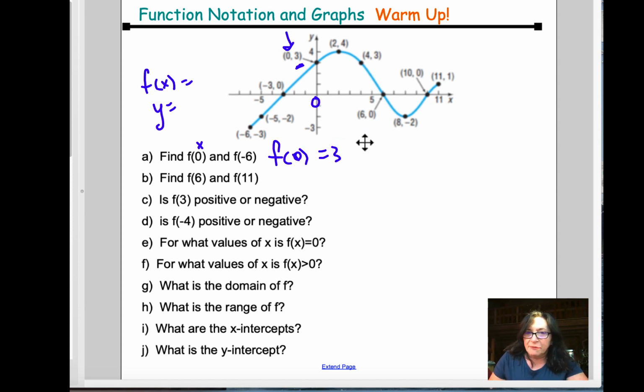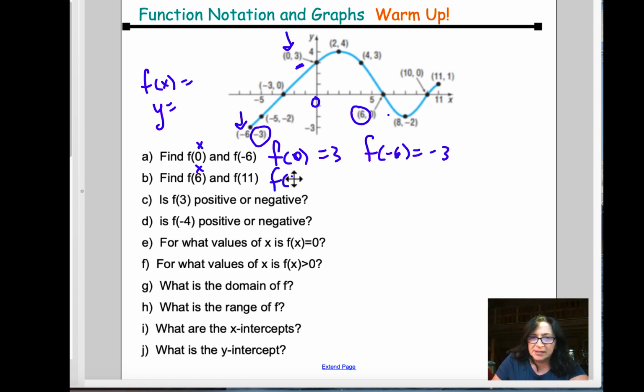Likewise, if I'm saying f of negative 6 for the first problem, I'm going to look at negative 6. So when x is negative 6, y is negative 3. So you're just looking for that value on the graph. And those are actual points, remember. Find f of 6. So now I'm going to look for x equal to 6, because remember, that's your x. So when x is 6, what's y? So f of 6 is equal to 0.